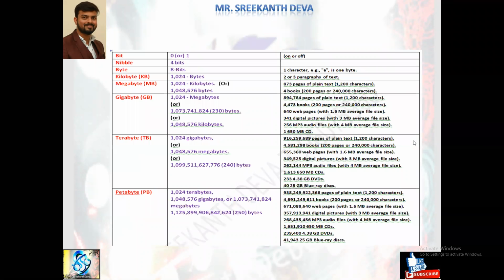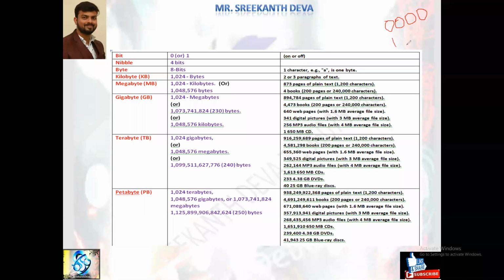Coming to the detailed description of each one, roughly I tried to explain, and in the previous videos also I explained clearly. Once again I'm explaining. A bit represents what? 0 or 1. In general words we can call it on or off. A nibble represents what? 4 bits. 4 bits represents 1 nibble, a combination of 4 zeros and ones.